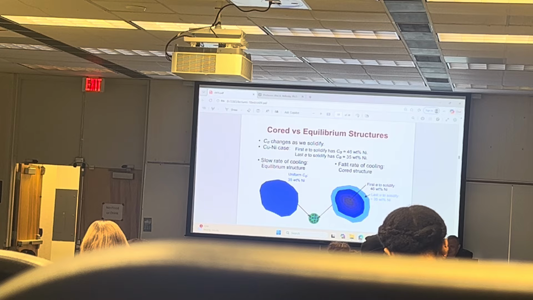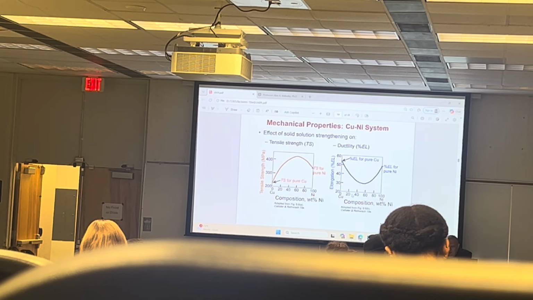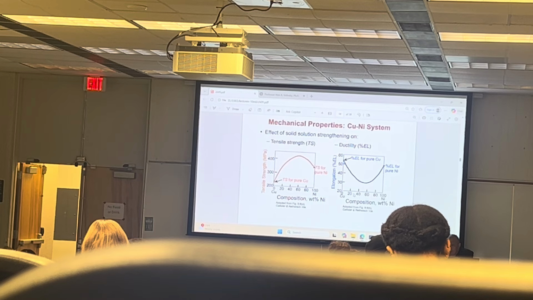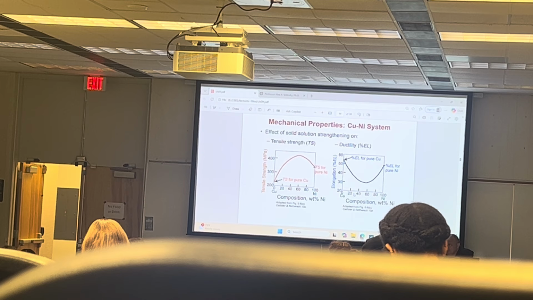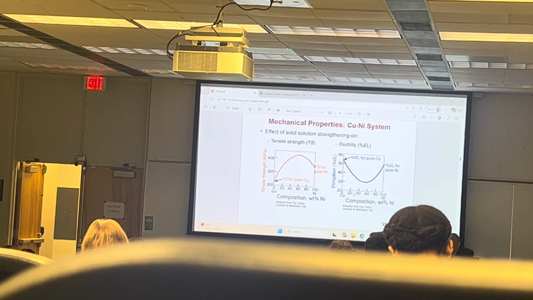So we homogenize this. We raise the temperature to allow the diffusion to happen so that there's continuous concentration without the coring. What's the motto of material science? To control the process, to control the structure, to control the properties. Can you guys remember that?